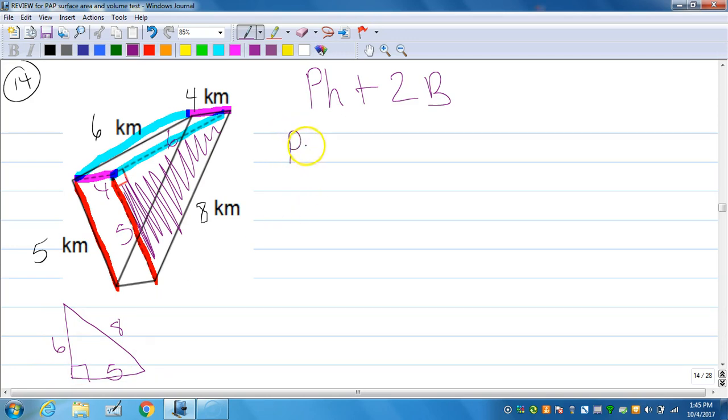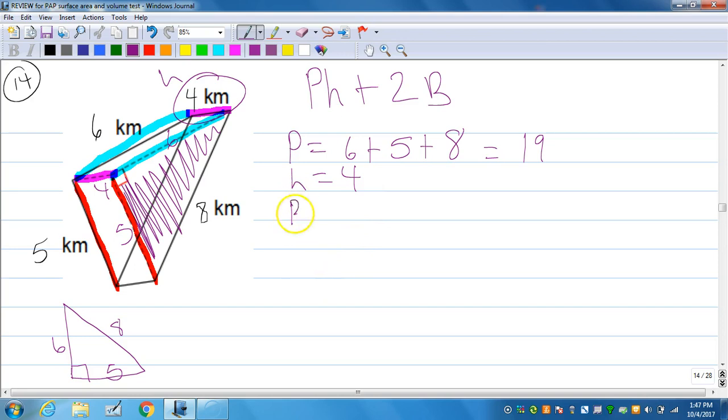So to find the perimeter of that box, I mean of the triangle, sorry, is the perimeter of the base: 6 plus 5 plus 8, which is 19. The height of the box, when this box is sitting down correctly and is laying down on top of the triangles, 4 is the height. So H is 4.